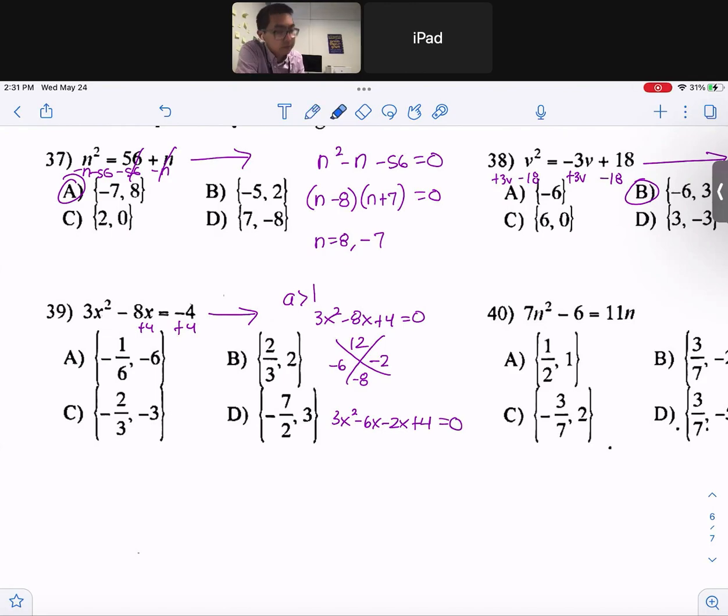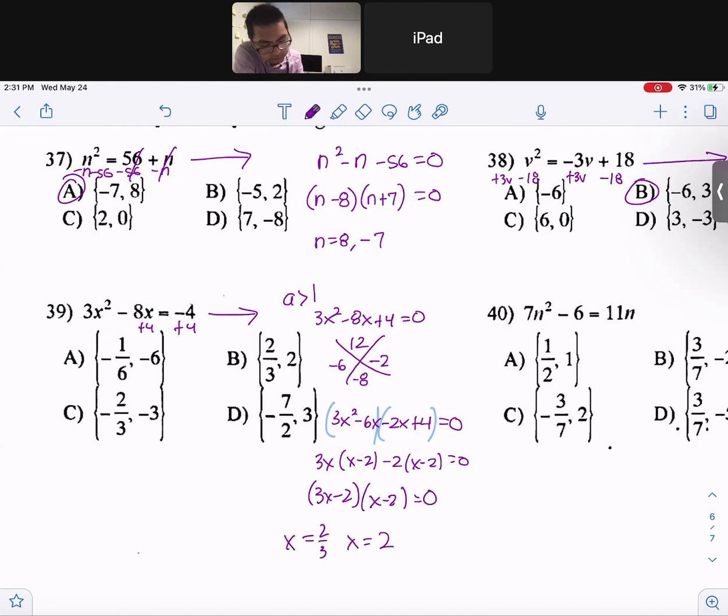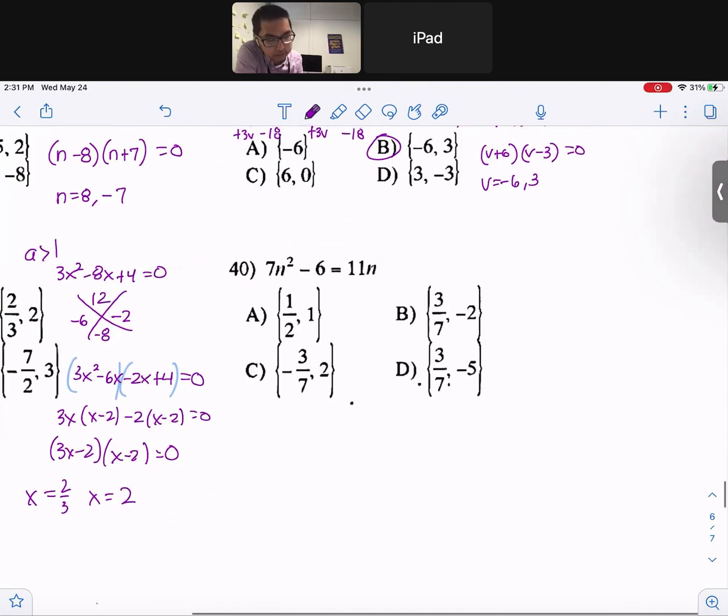We can factor this by grouping. So 3x times x minus 2, factor out negative 2 for x minus 2. 3x minus 2 times x minus 2 equals 0. So x equals 2/3 and x equals 2. That's B. And last but not least, number 40.